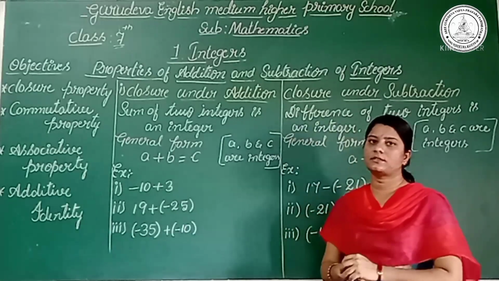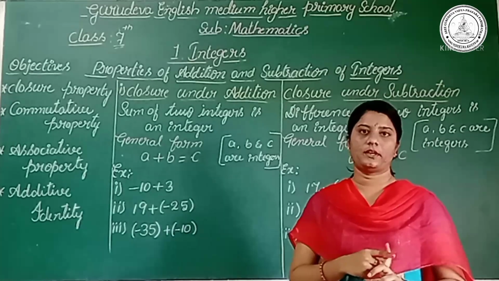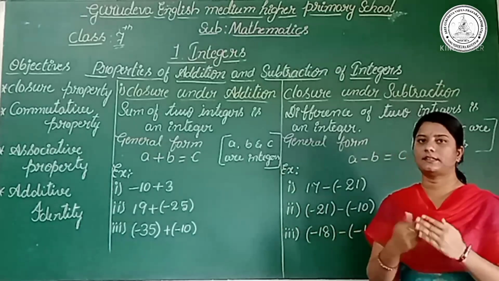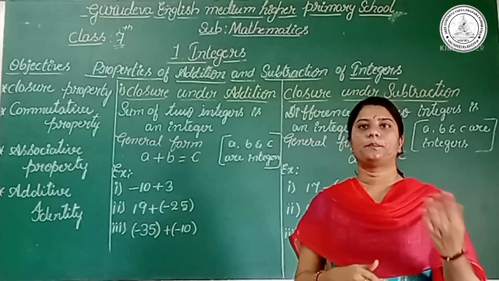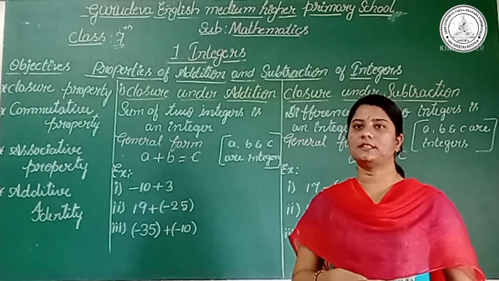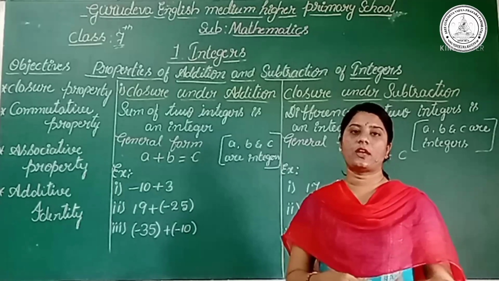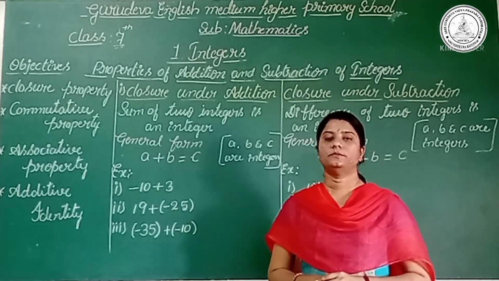In the 6th standard we learned the closure property, commutative property and associative property, right? So let's recall all of those. What is the closure property? In the lesson on properties of whole numbers we learned that. What is the closure property of addition? If we add two whole numbers, the sum will be a whole number, right?